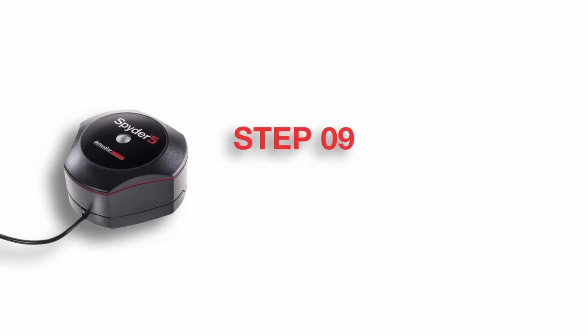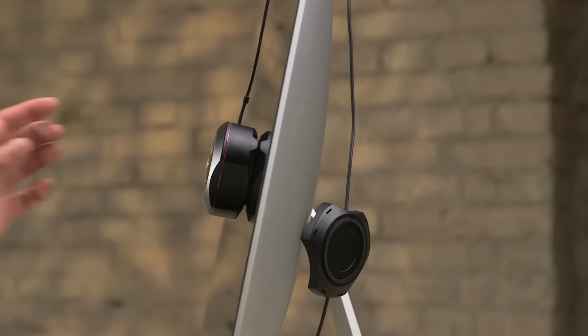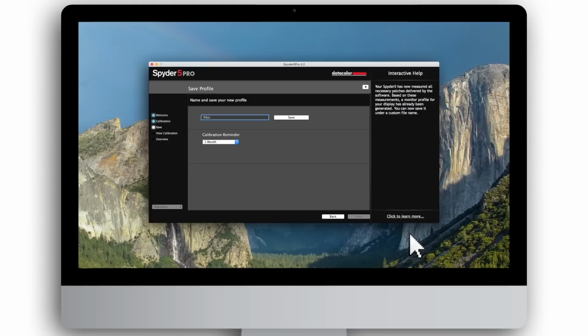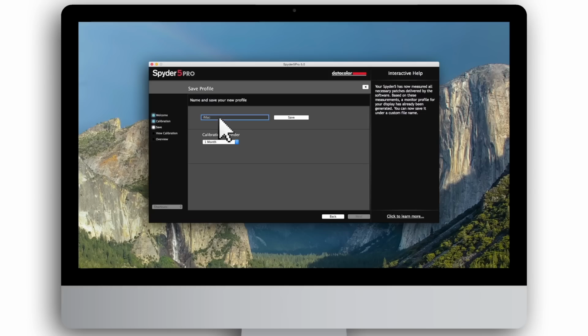Step 9. Complete monitor calibration. Once the calibration is complete, remove the Spyder5 from your monitor and click Finish. You will need to save the monitor calibration profile to your computer. To do this, either use the profile name suggested or overwrite with a name you create. Step 10. Recalibration reminder. Set a reminder to recalibrate your monitor monthly, then click Save.